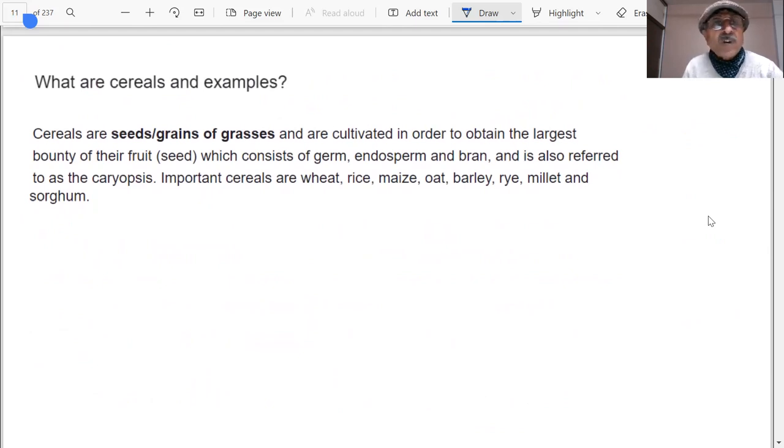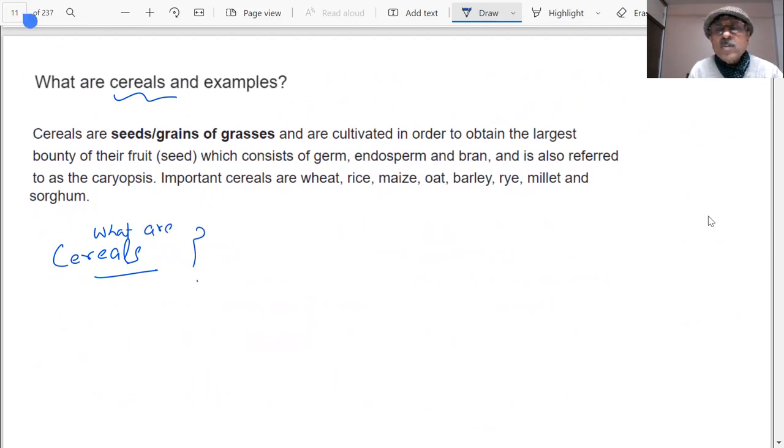What are cereals, student? You have heard about cereals? Eat the cereals. One child asked, what do you eat? We will eat cereal. What is a cereal, student? What are cereals? Okay, tell me. First, you tell me what cereals you are taking. The pulses. Seeds or grains of grasses.